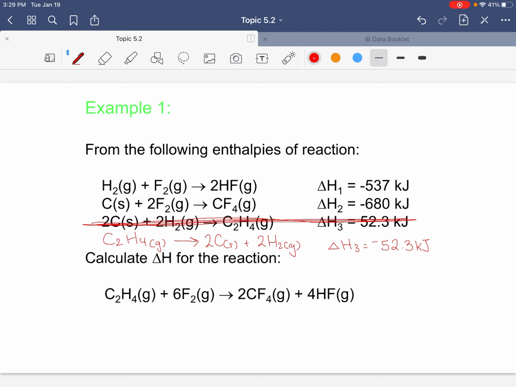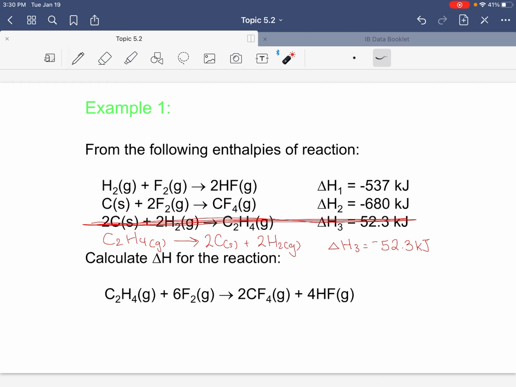Now, let's take a look at the other guys. F2 is supposed to also be on the reactant side, and it is. F2 here is on the reactant side. F2 here is on the reactant side. I think it's great. Let's take a look at the product side. CF4 is on the product side. Hey, take a look at that. Don't need to flip this guy. HF is on the product side. Well, I can see that HF right here is also on the product side. So good, don't need to flip this guy. Okay, so we get the flipping out of the way.